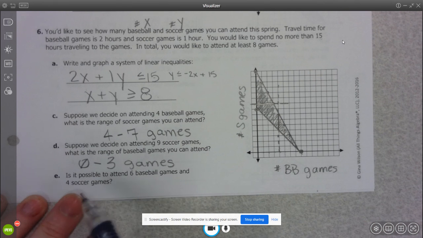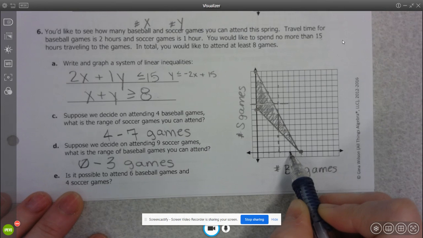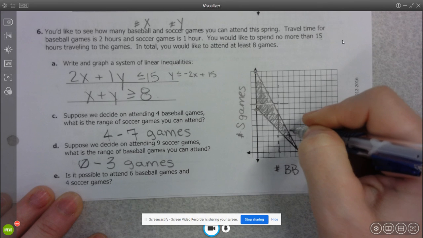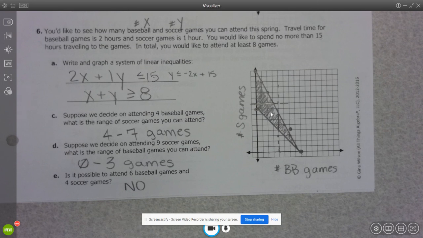So now they gave me a point, 6 baseball games and 4 soccer games. And that's not possible because it is outside of that shaded area that we worked on creating between the number of games and the hours traveling.